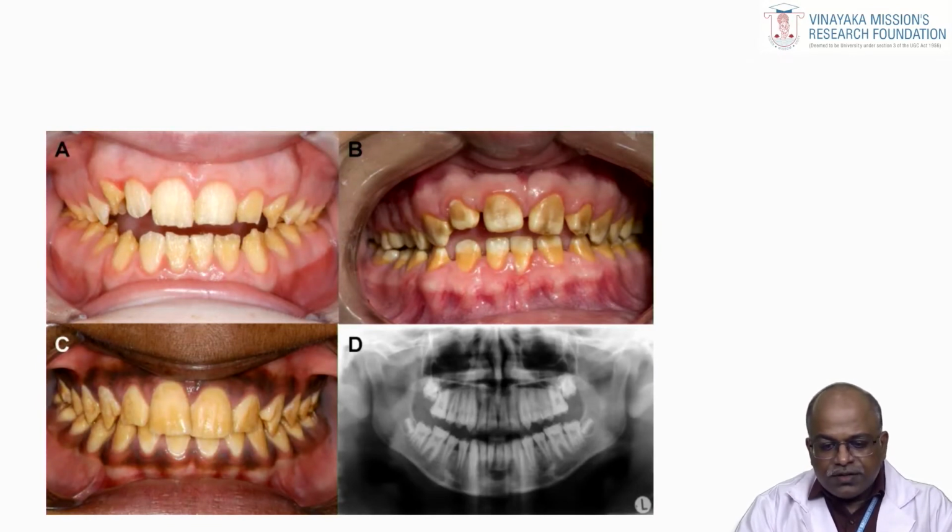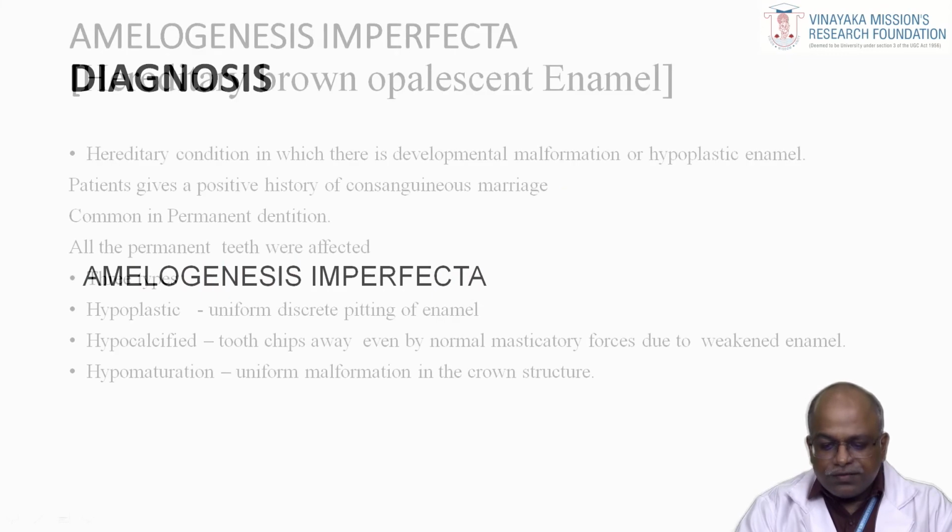On proper visualization, there were complete areas of malformed enamel all over the crown of the teeth, more or less brownish in color. On taking an orthopantomograph, the contrast between the enamel and dentin is more or less the same. This condition is referred to as amelogenesis imperfecta.